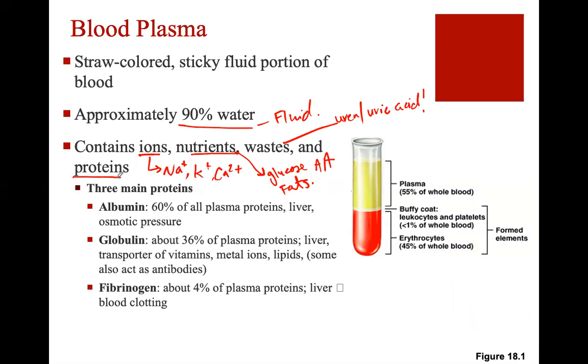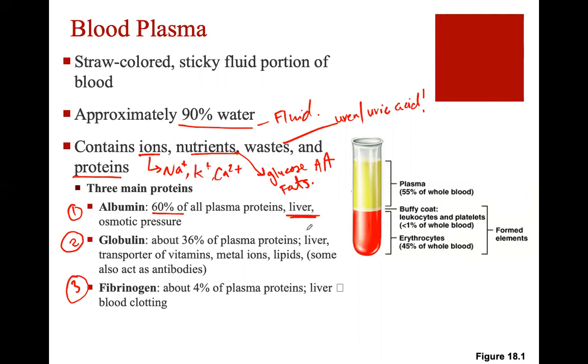Now, there are quite a few different types of proteins in your blood, but you can say the majority of the protein falls within these three categories: albumin, globulin, and fibrinogen. Albumin is the most common type of proteins you have in the plasma.